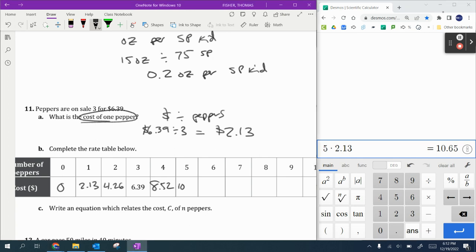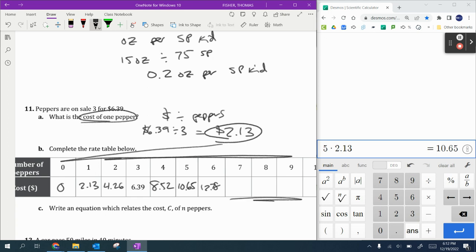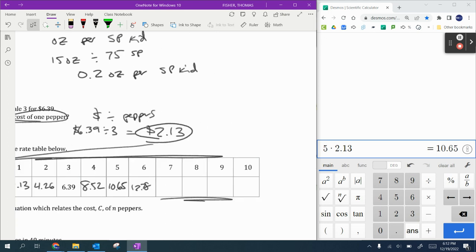So I'm just going to fill in these just to save some time. All I'm doing is taking the 213 times each of these numbers to get the numbers down below. So the 7 should be 1491, 1704 for 8, 1917, and then 2130.